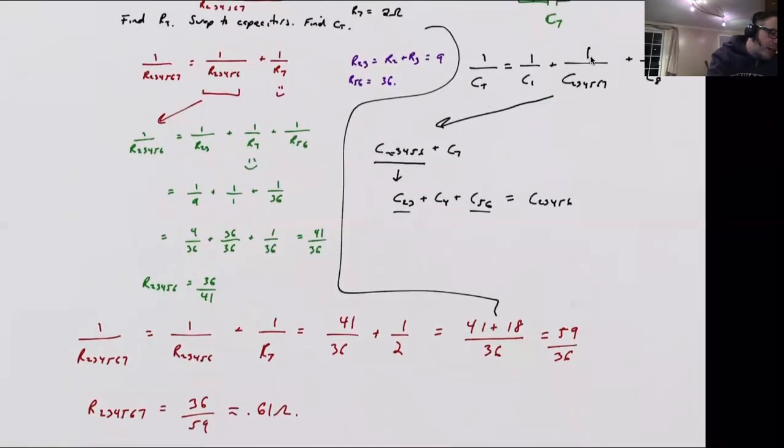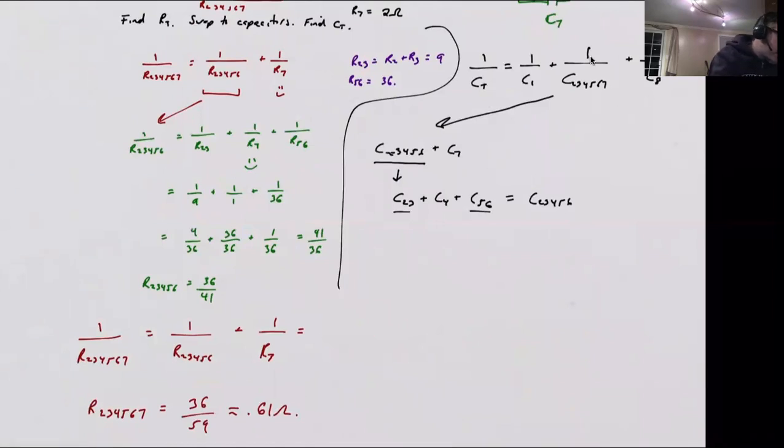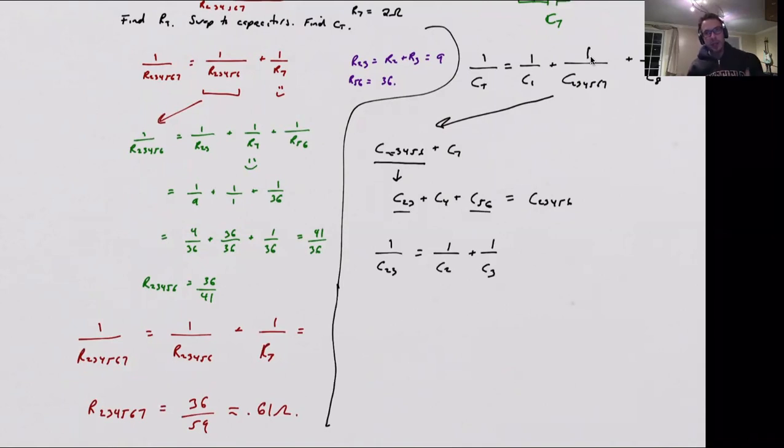And so finally, we have a place, and I'm just going to erase this for the moment since we're done with it. Now we have a place to actually begin calculating some stuff. So let's do it. For C23, 1 over C23 is 1 over C2 plus 1 over C3, because C2 is in series with C3, and capacitors in series add like resistors in parallel.